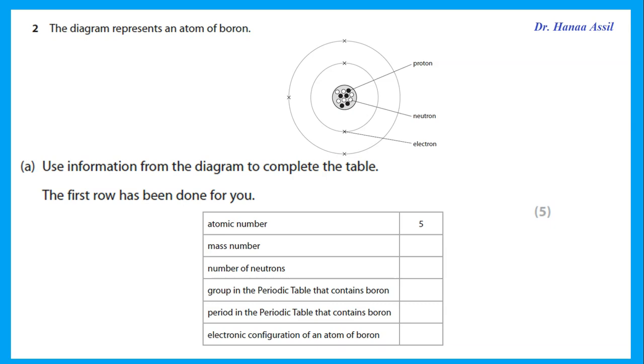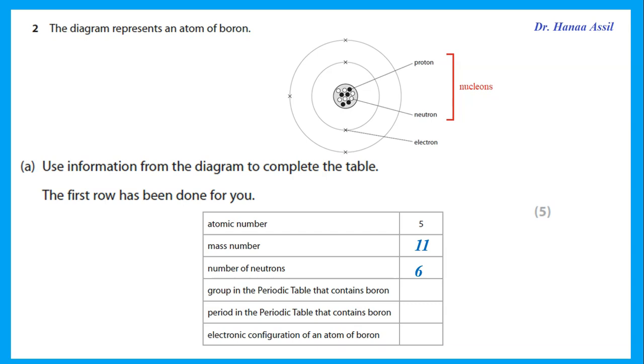Now, mass number, how do we get mass number? You should know that mass number is the total of protons and neutrons in the nucleus. So, both protons and neutrons are called nucleons. The total number of that is the mass number, and we can see that in this atom, the mass number is 11. Now, how many neutrons? You can see neutrons are indicated and the total number of neutrons are 6.